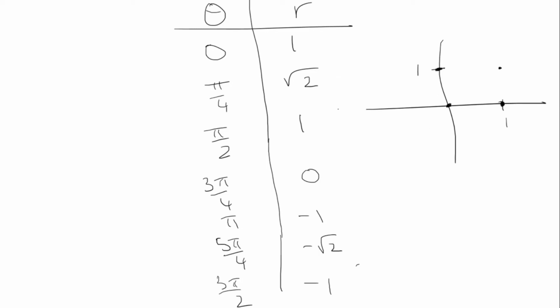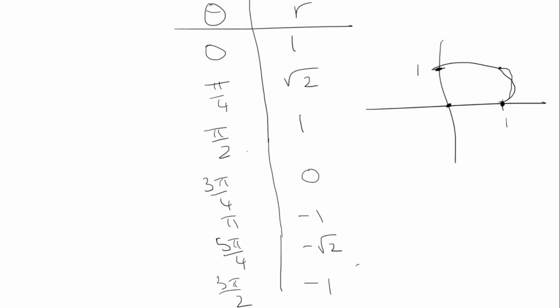Okay. So let's start here. When theta is 0, r is 1. And then from theta equals 0 to pi over 4, r increases to root 2. So it should look something like this. And then from pi over 4 to pi over 2, it decreases to 1. So it should look something like that.